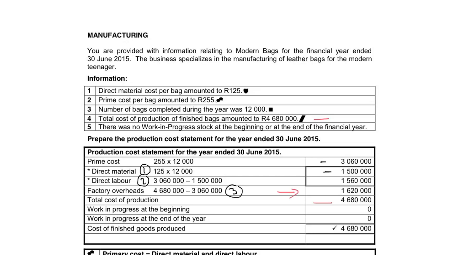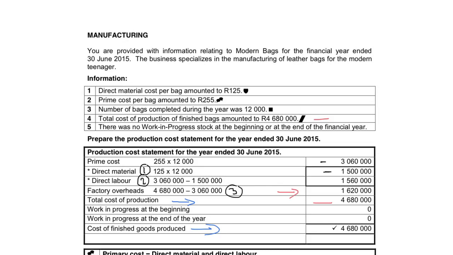In this example, we don't have work in progress at the beginning of the year or at the end of the year. Work in progress means products that were half completed at the end of the year, so they will be finished in the next financial year. Then the total cost of finished goods produced, in this case, is exactly the same as the total cost of production. Now, normally this will not be the same, because there should be work in progress at the beginning of the year and at the end of the year.